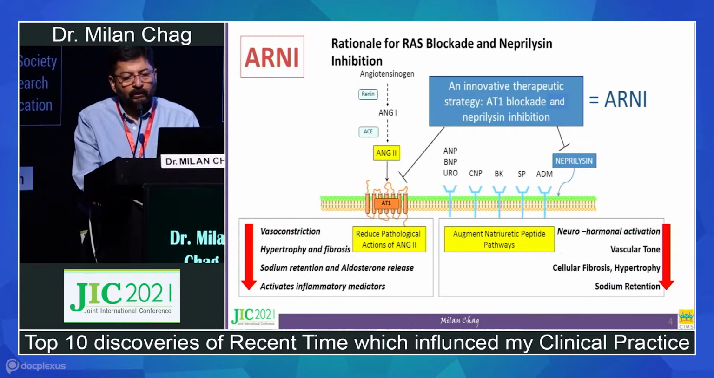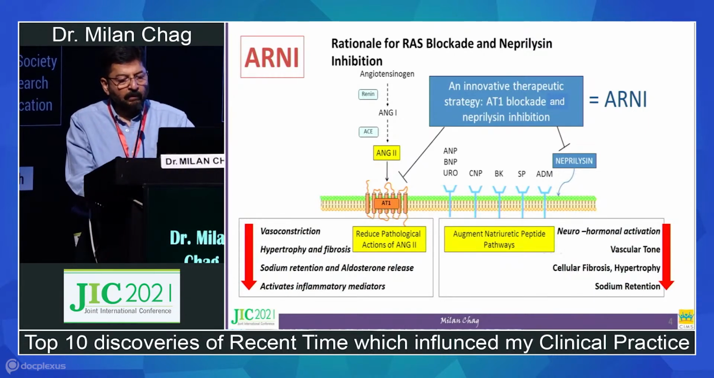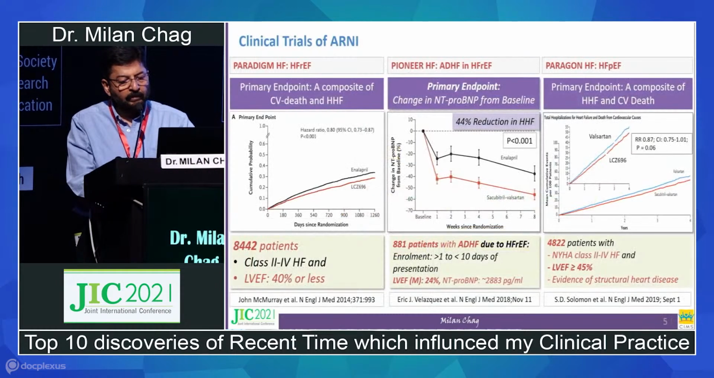Artery has an innovative dual mechanism of action. By blocking the angiotensin 1 receptor and by blocking the neprilysin enzyme, it reduces all harmful actions of angiotensin 2 and augments vasodilatory pathways of native natriuretic peptides. And these beneficial effects were proven in various clinical trials. Okay, I told a little bit about this.